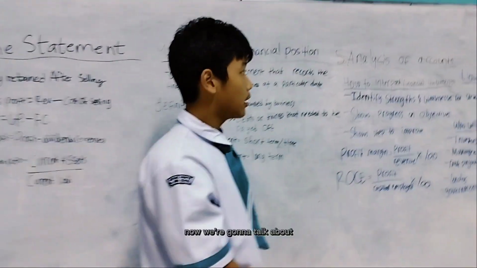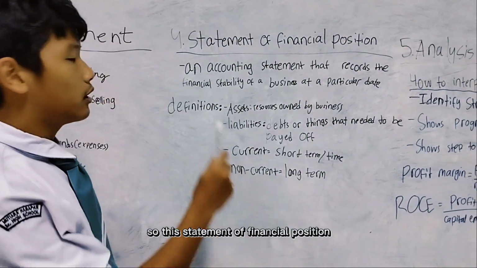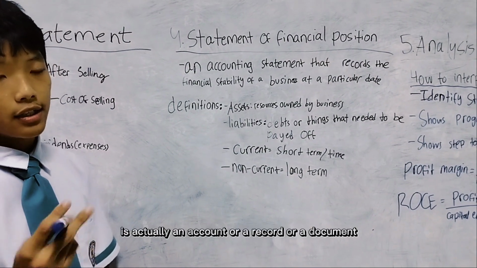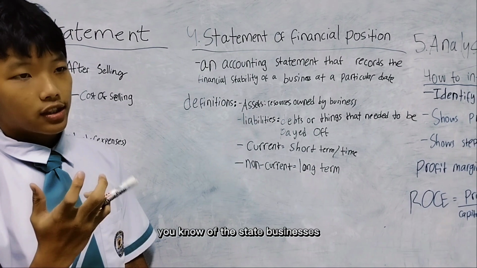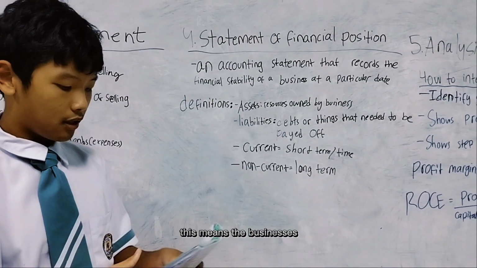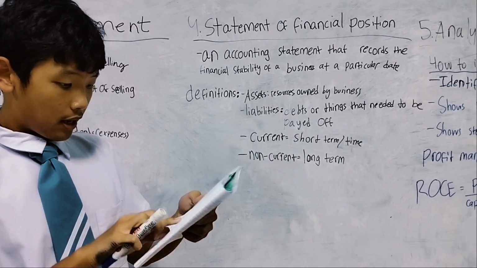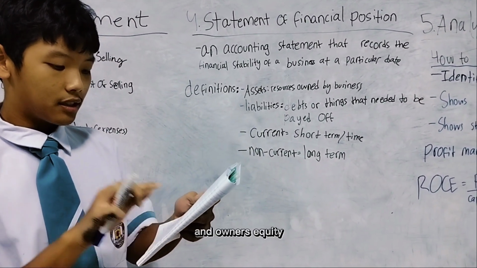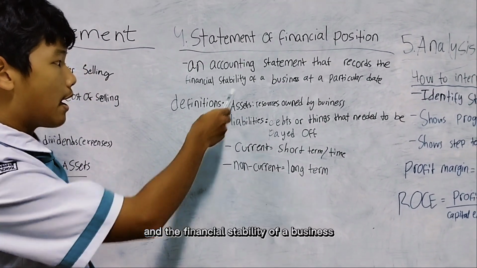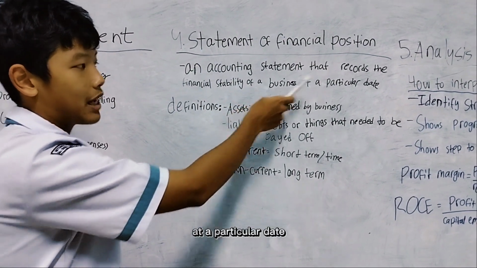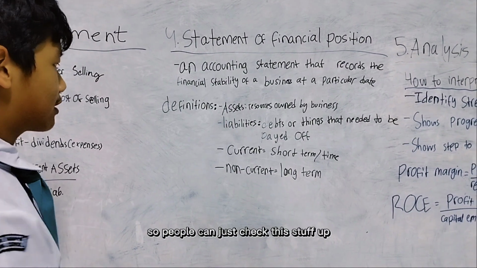Okay, now we're going to talk about the statement of financial position. This statement of financial position is actually an account, a record or a document, of the business's financial stability. It shows assets, liabilities, and owner's equity, which is basically the money gained from shareholders, and the financial stability of a business at a particular date, so people can just check this stuff out.